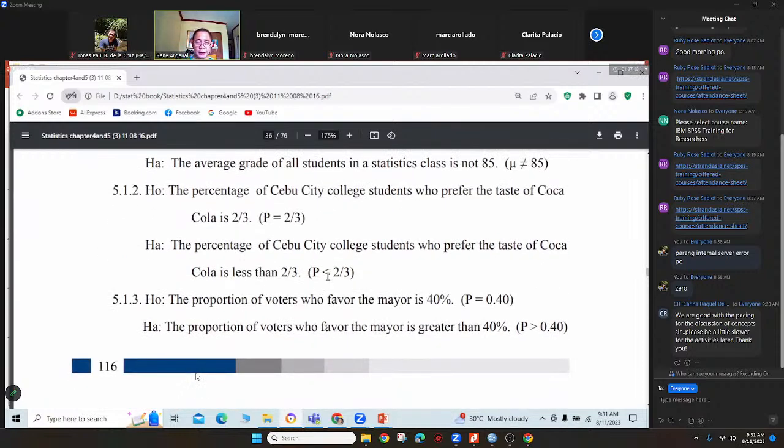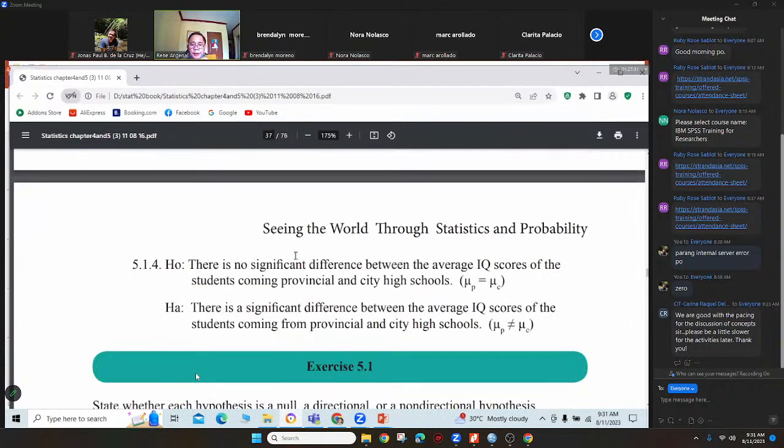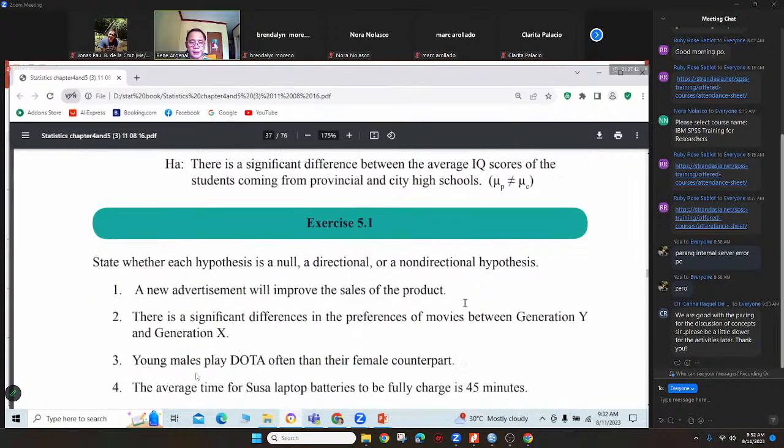So this is alternative, directional, to the left. And then the proportion of voters who favor the mayor is 40%. So pi is equal to 0.40, and the alternative is the proportion of voters who favor the mayor is greater than 40%. And then there is no significance. So this is what I have given as an example. The average IQ of students coming from provincial and city high school, there is a difference.